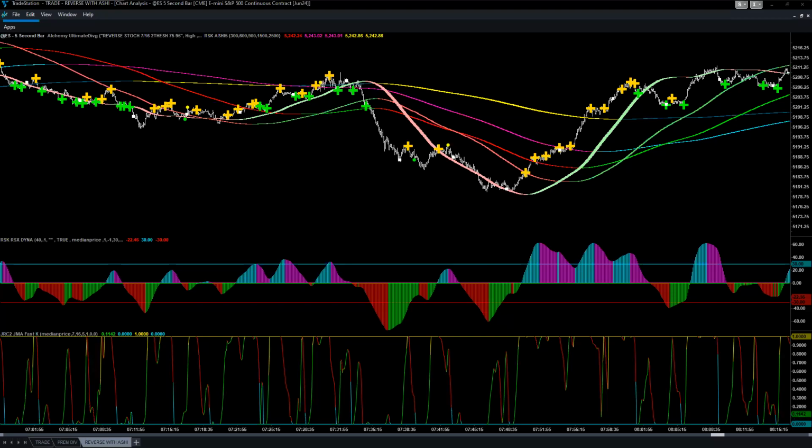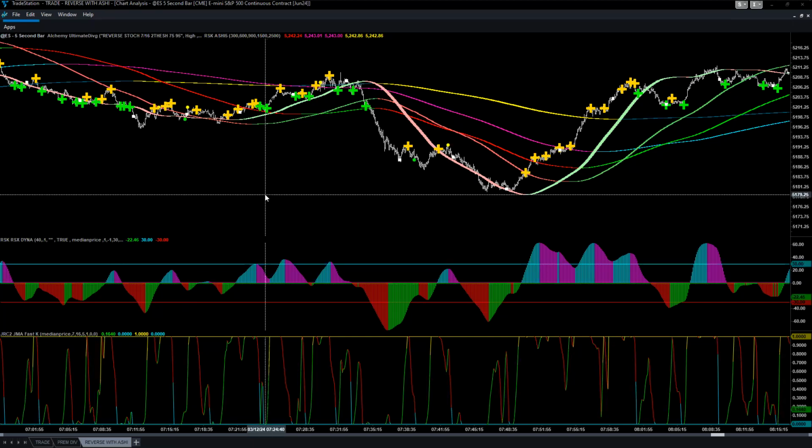All right, this video is going to be discussing the workspace reverse with ASHI. We have placed on the screen our ASHI 5 indicator, and we're not going to take the time to describe what an ASHI candle approach is, but it's essentially a type of moving average. And it displays very well, gives you a lot of context that can help you to make sure that you're trading in the proper direction.